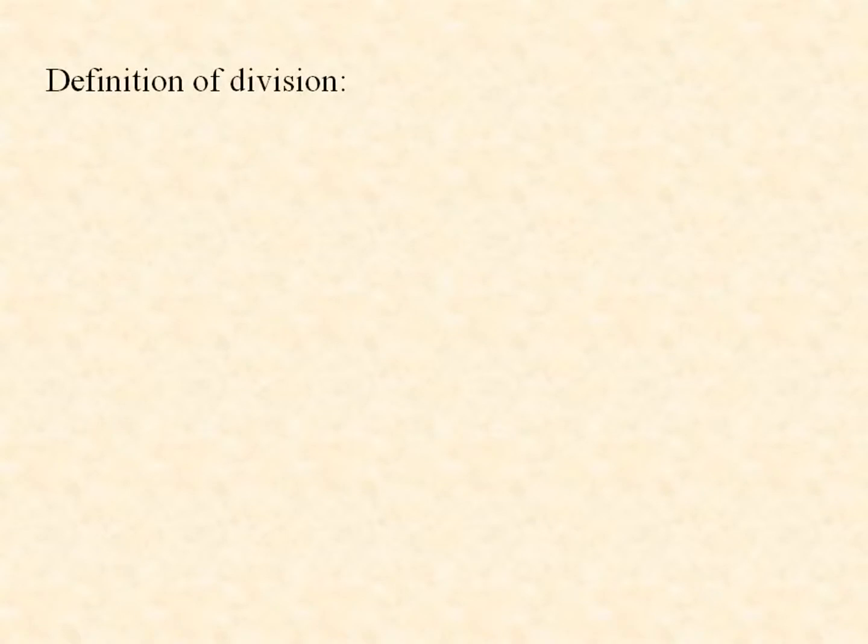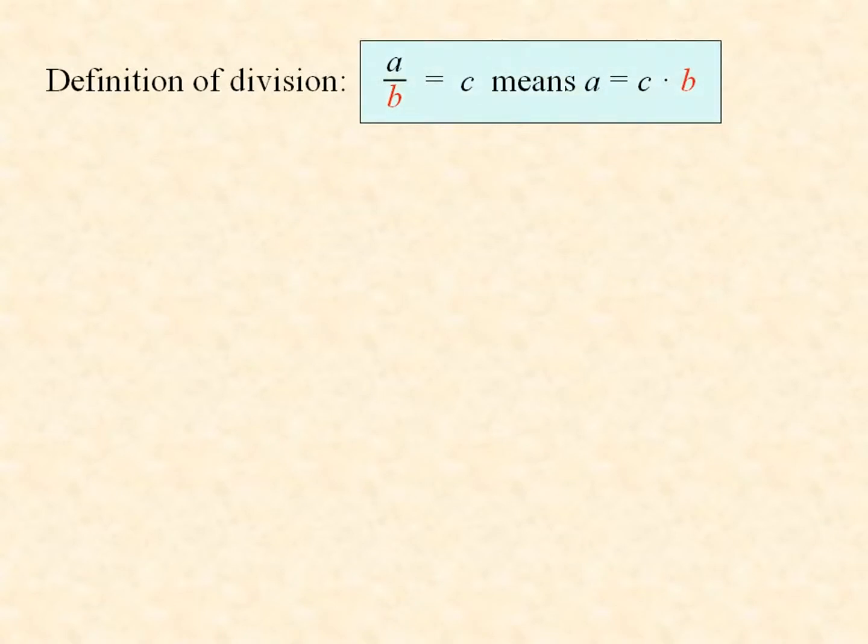Division is the inverse of multiplication. What this means is that the result of the division, here called C, when multiplied by the divisor B, produces the dividend A. For example, 12 divided by 3 is 4 because 12 is equal to 4 times 3.